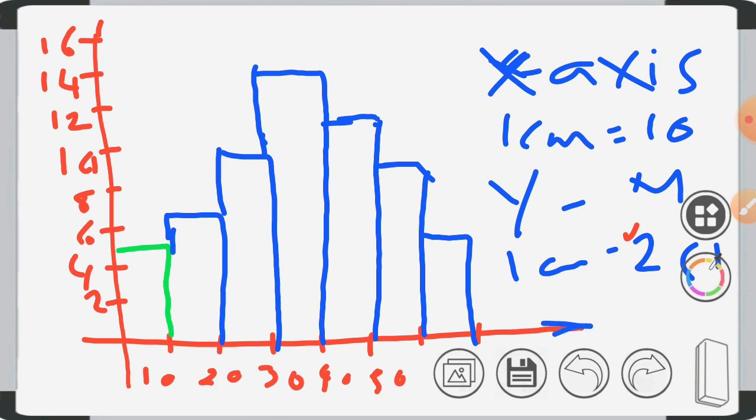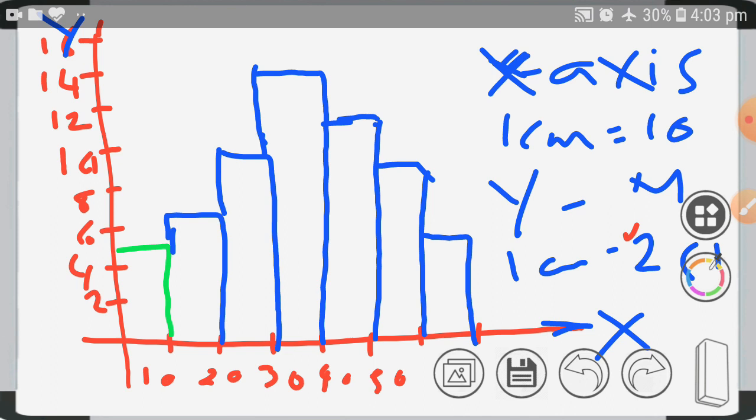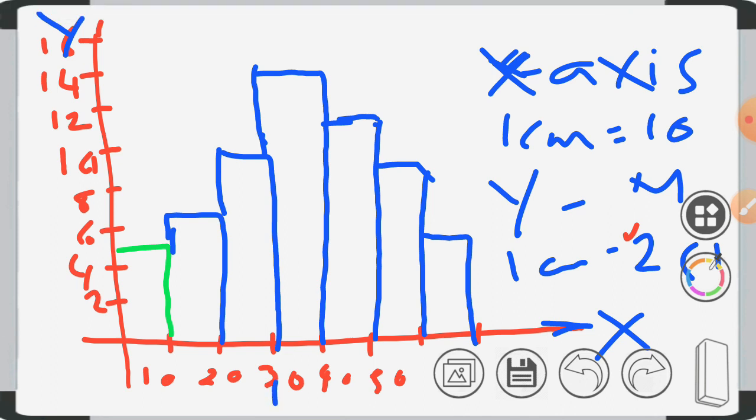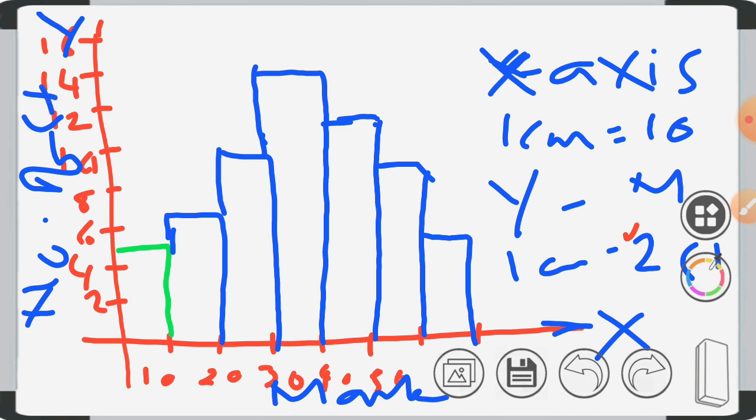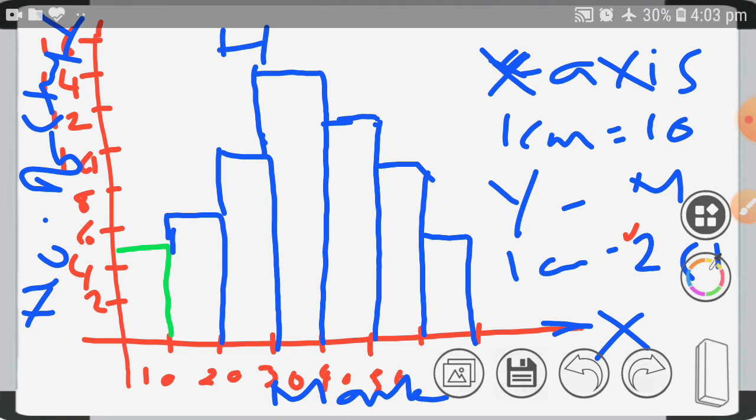So this is the x-axis and this is the y-axis. On the x-axis we have to mention the marks, and on the y-axis the number of students. That's why we take on the x-axis one centimeter equals 10 marks, and on the y-axis one centimeter equals 2 students. So this is the diagram of the histogram.